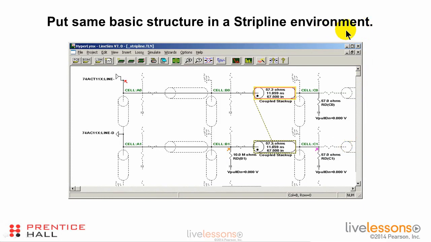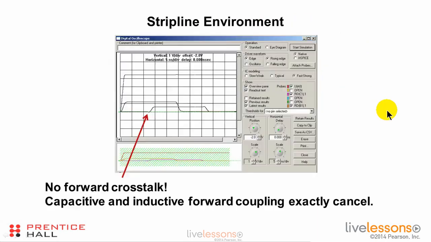Now, all of those simulations were done in a microstrip environment. Let's do this now in a strip line environment, and this is going to be approximately 12 nanoseconds long. And here's the backward crosstalk signal that shows up at the near end. Here's the reflected backwards crosstalk signal that shows up at the far end of the victim trace. But now, there's no forward crosstalk that shows up at the far end of the victim trace.